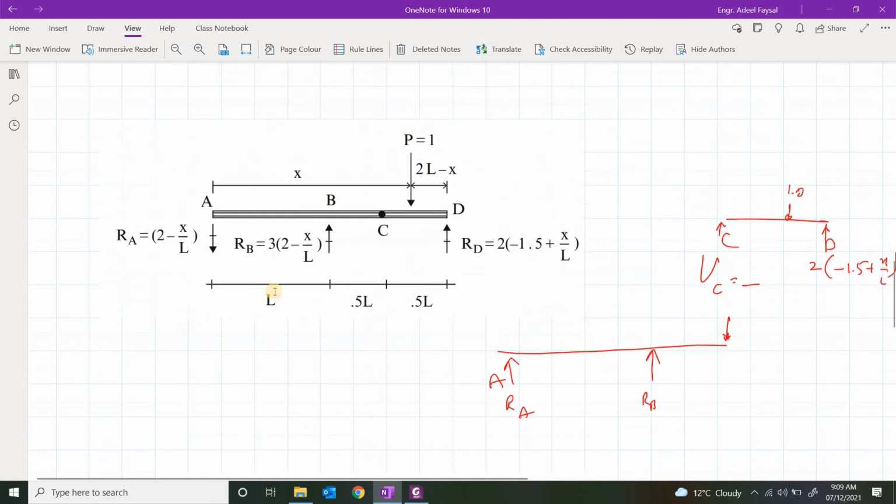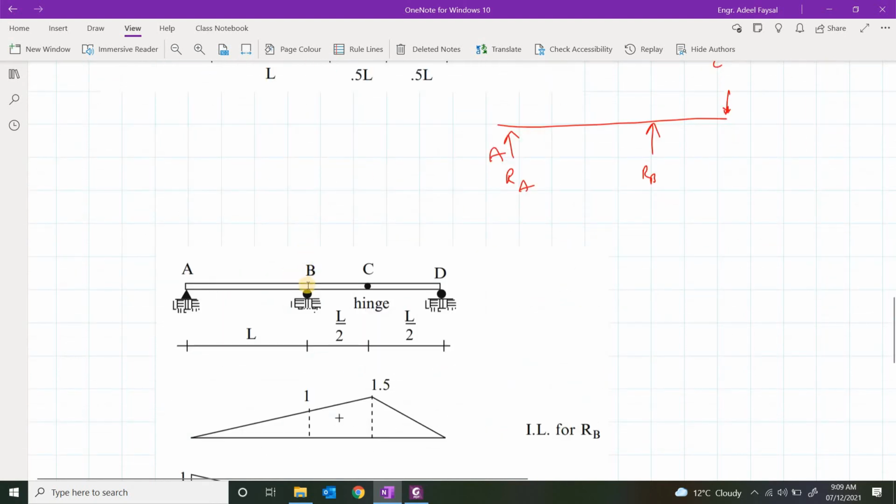Let's confirm this from another point. If I apply a unit load at B, all other reactions would be 0 and only RB would be non-zero, which would be equal to 1. Let's verify this.